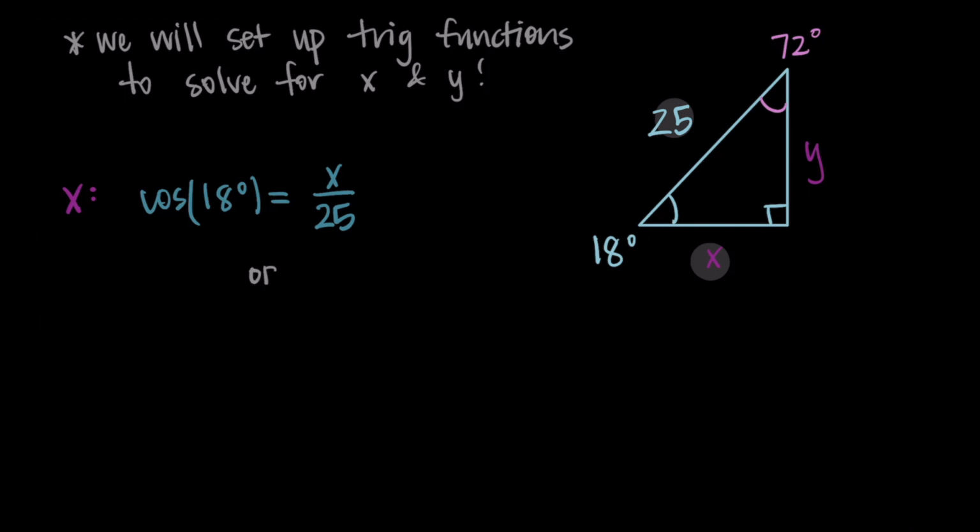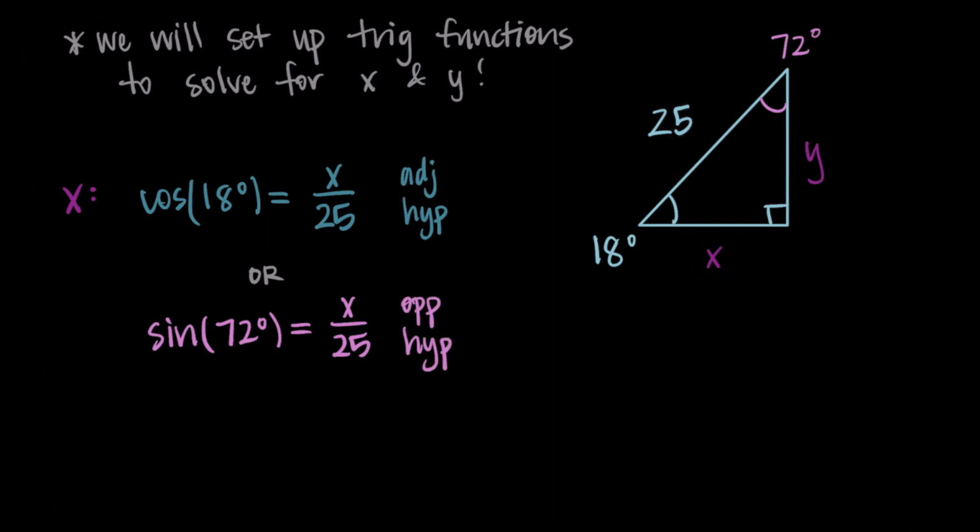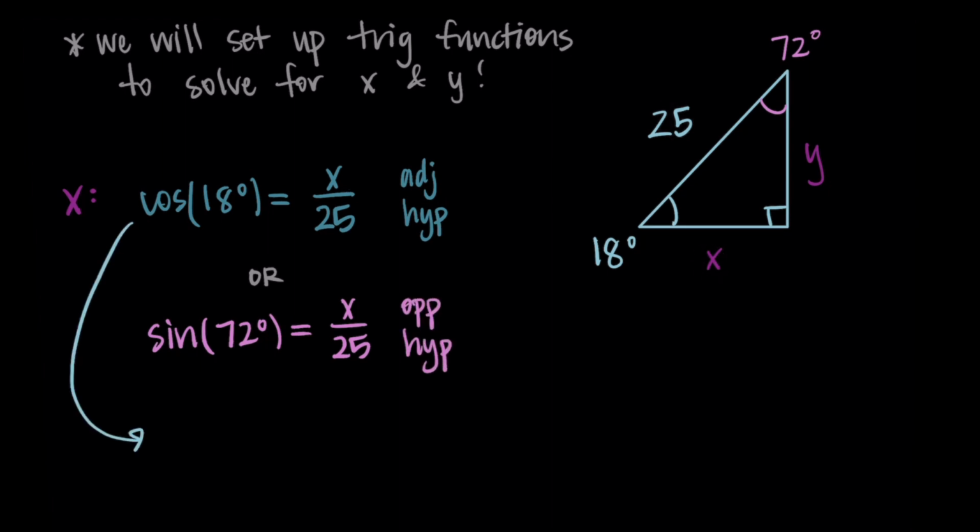Alternatively, you could use the angle 72 degrees and see that x is across from it, so it's the opposite side, and we could use sine. So sine of 72 degrees is x over 25. Now I'm going to stick to using cosine of 18 degrees instead because I like to use the angle that was given to me in the problem.